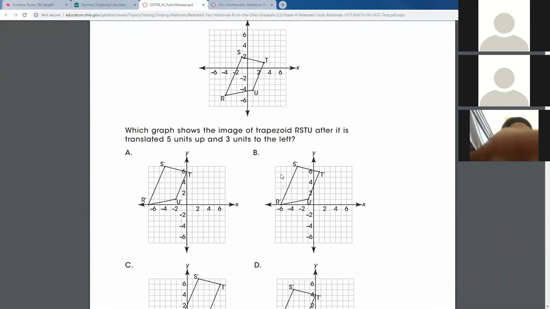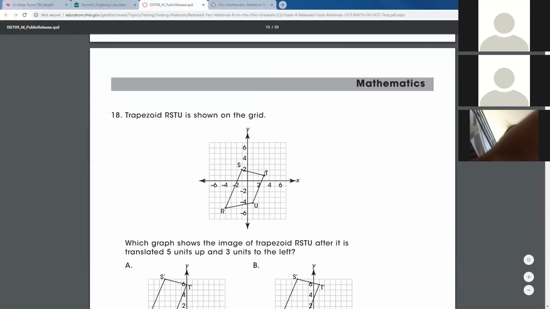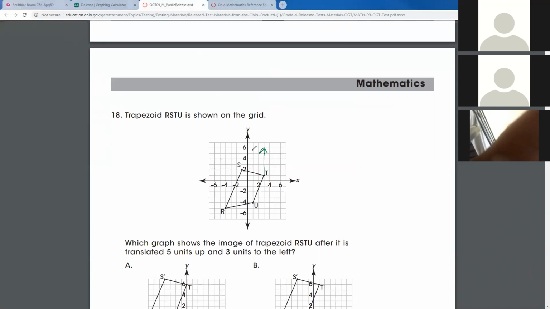That's a good question. So let's say this was, instead of A, B, C, D, it just said, I want you to translate this shape and draw the final picture. So you'd have to move T up 5 over 3 and get the new spot for T. Then you'd have to go over to S and do the same thing. Count up 5 spaces, 2, 3, 4, 5, over 3.